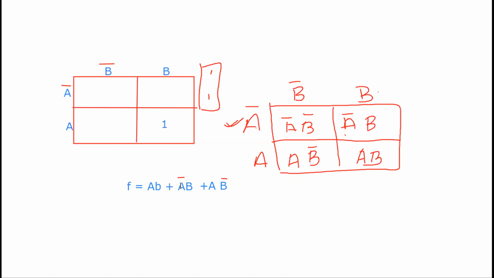Okay, A complement and B, where is A complement and B? This one, cell 2. We will write 1 over here. Clear? Now the third one is A and B complement. This one, A and B complement, we will add 1 over here. Clear? And the value which is absent in the equation, we will put 0 over there. It's very easy and very simple.